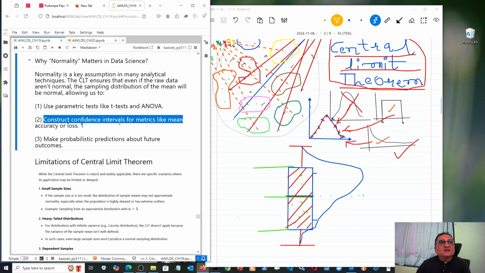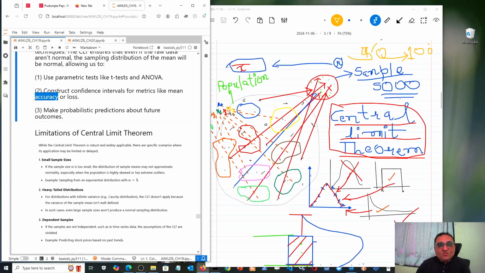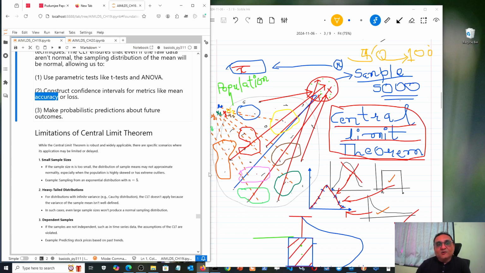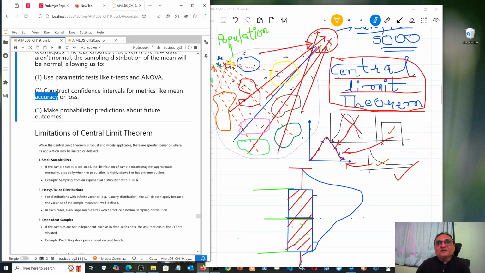Then they allow us to compute confidence intervals for metrics like mean accuracy or loss. Now that is also important, because we often go on speaking that my machine learning model has an accuracy of 89%. But what is the meaning? If you see the whole process, you start with a population, then from the population you draw a certain number of samples, say 50 to 100 samples, and each sample should have a minimum of around 30 or more data points, right? So these are various samples. Then you find the accuracy for these samples by dividing each into train and test, then train the model on the training data set and find the accuracy. So you will get one value of accuracy for each sample.